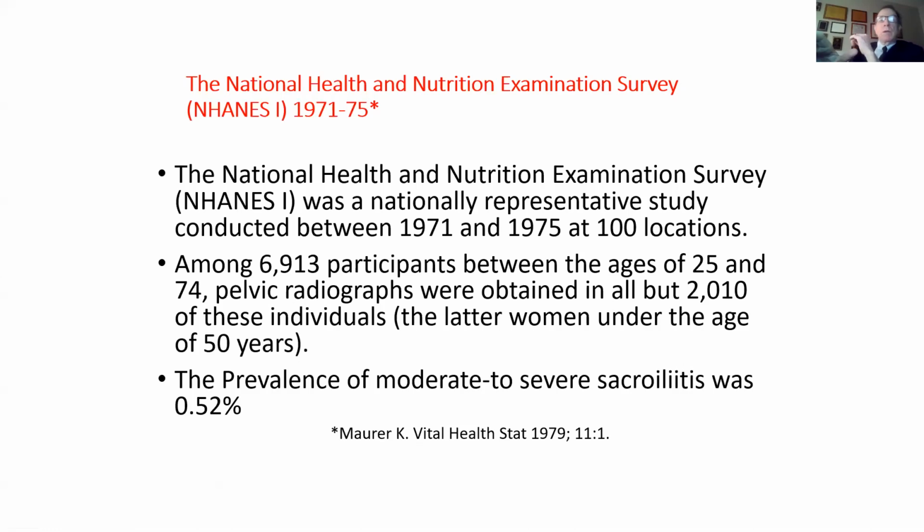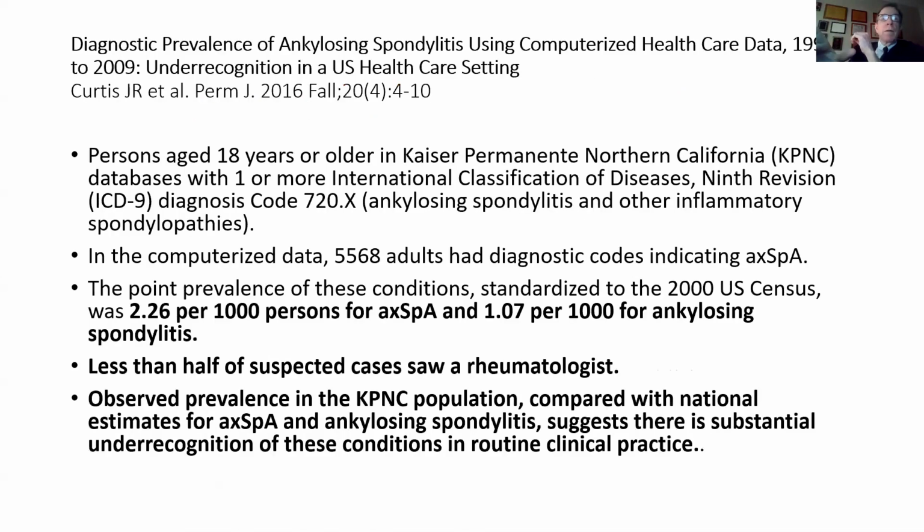And so what's interesting about that is that we go to the original NHANES back in between 1971 and 75 that looked at 6,913 people. They found that the prevalence of moderate to severe sacroiliitis in the U.S. population was 0.52%. So very similar numbers, and probably represents the real disease.